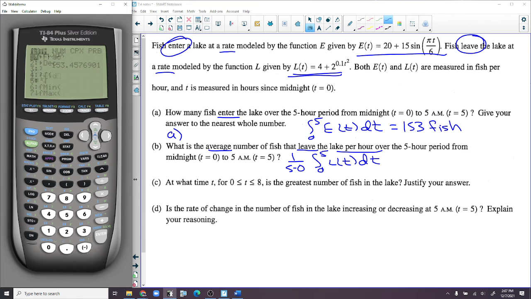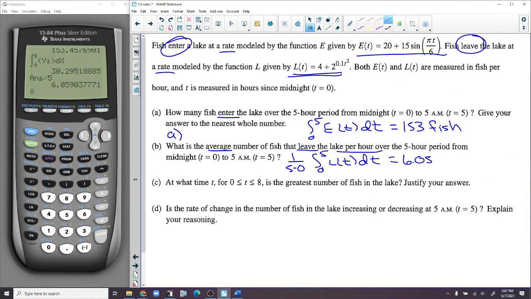So math number 9, 0 to 5 of y2, variables, y2 dx, and then we'll divide that by 5. 6.059. 6.059 fish per hour on average, so about 6 fish per hour are leaving.